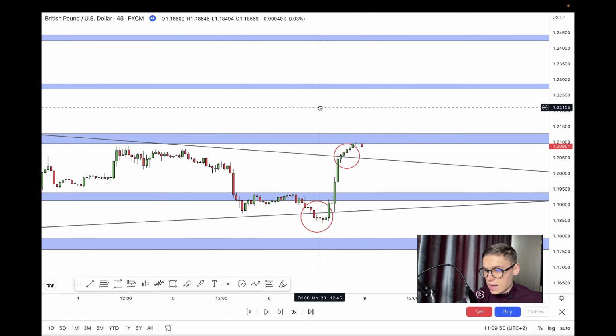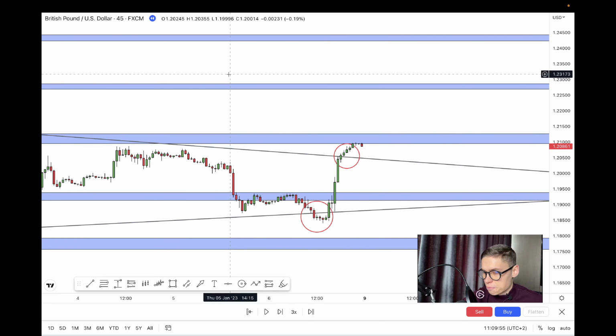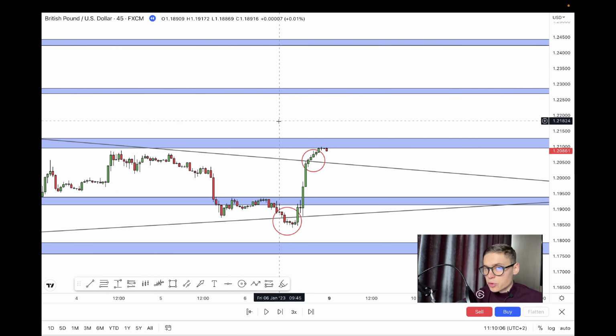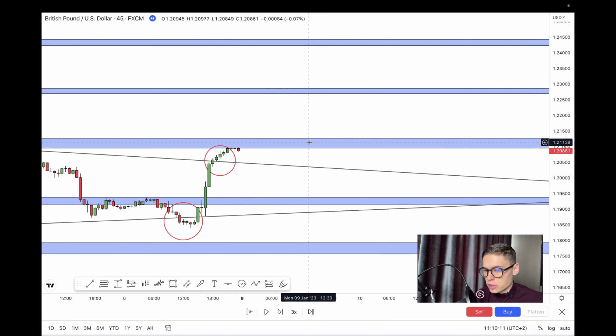So now we scaled down to the lowest time frame. If you are a day trader, the lowest time frame for you should be a 45-minute or 30-minute chart. And the purpose of these small time frames is to look for an actual entry.